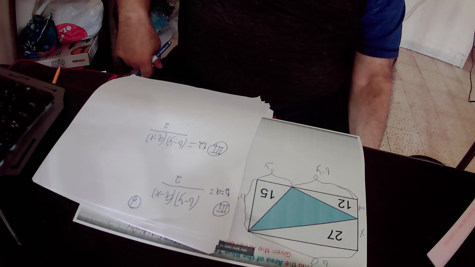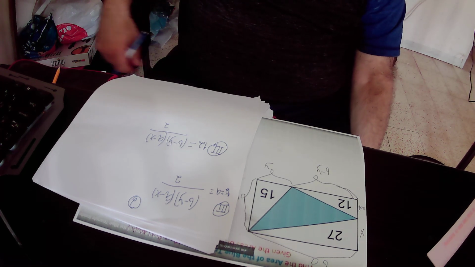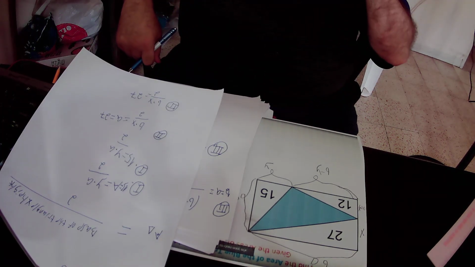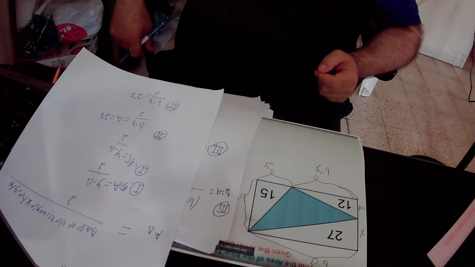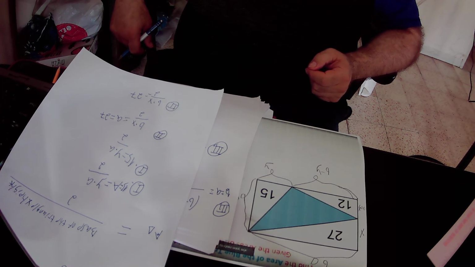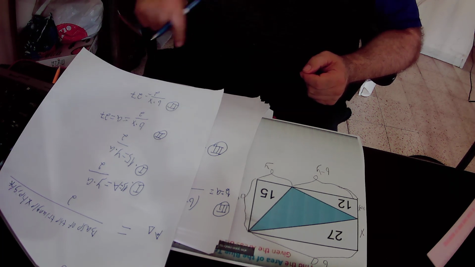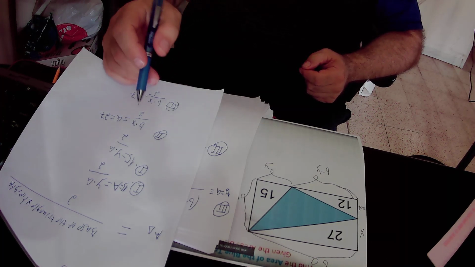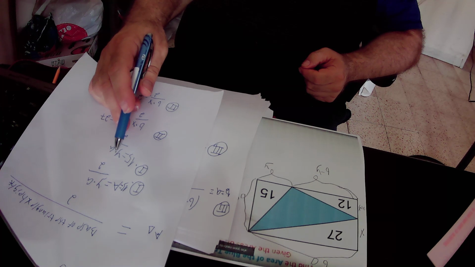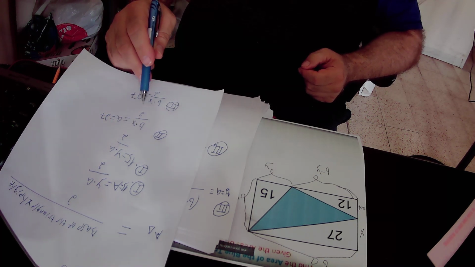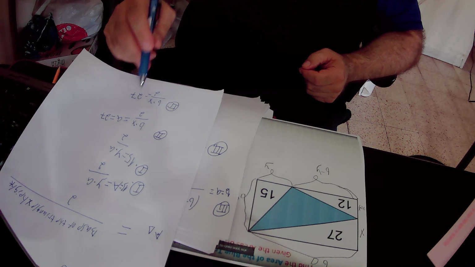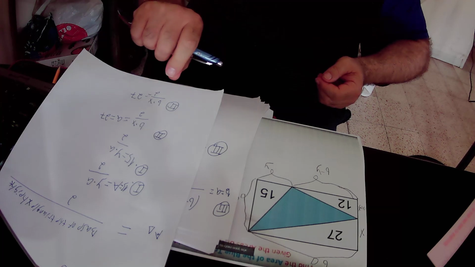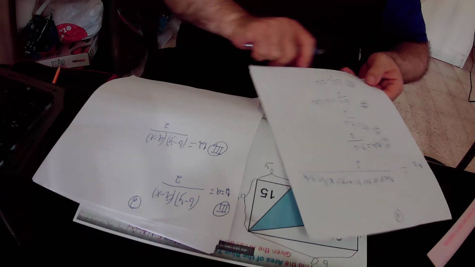Okay, the next step will be, actually, we will take x and y out of the equation. We will take y out of the first equation, and we will take x out of the second equation. Okay, so we will start with the first equation.